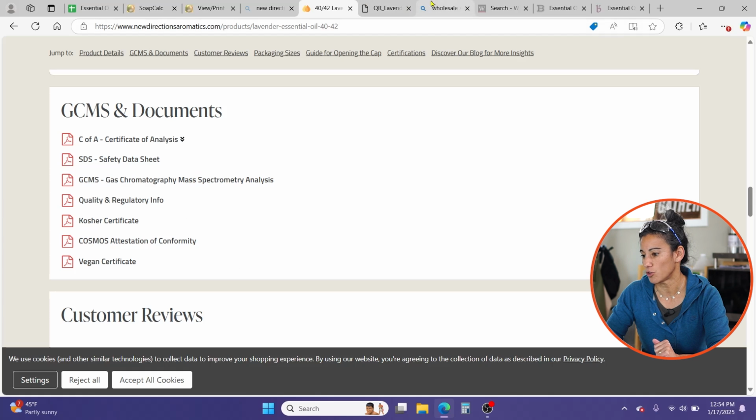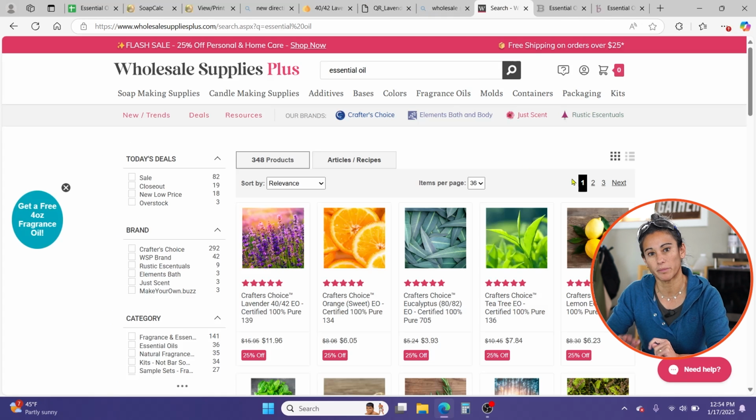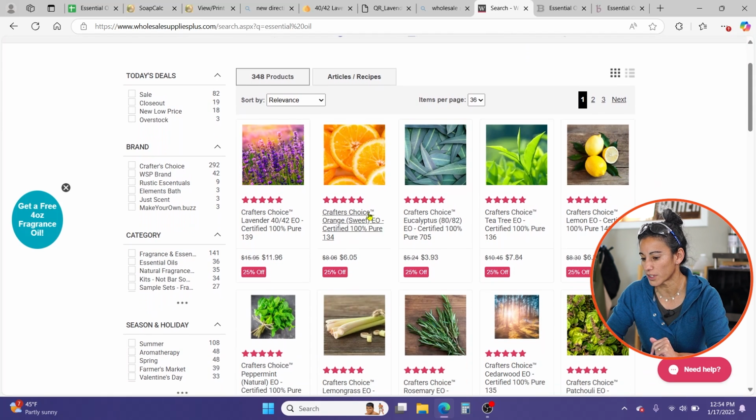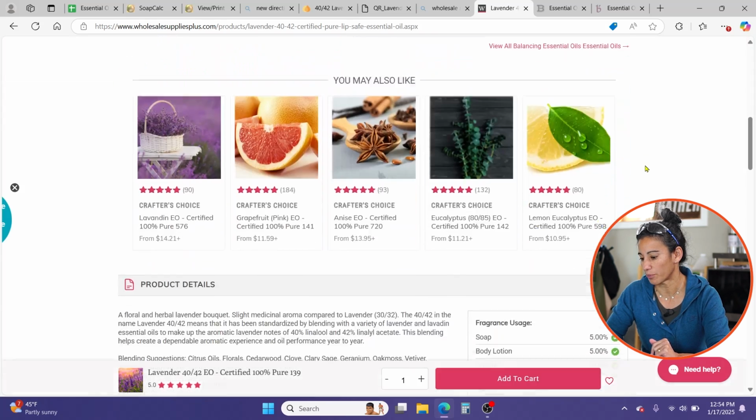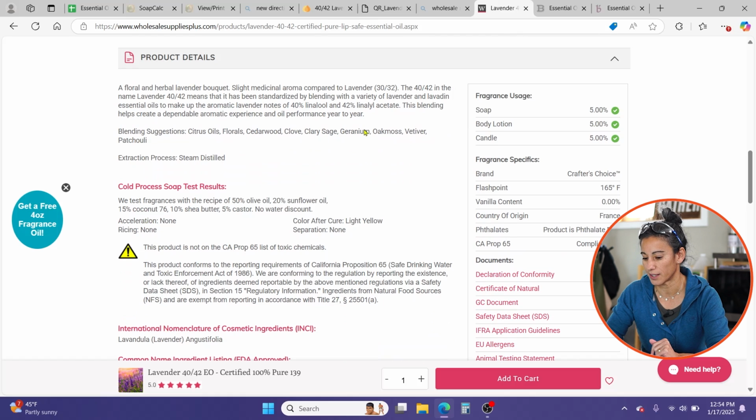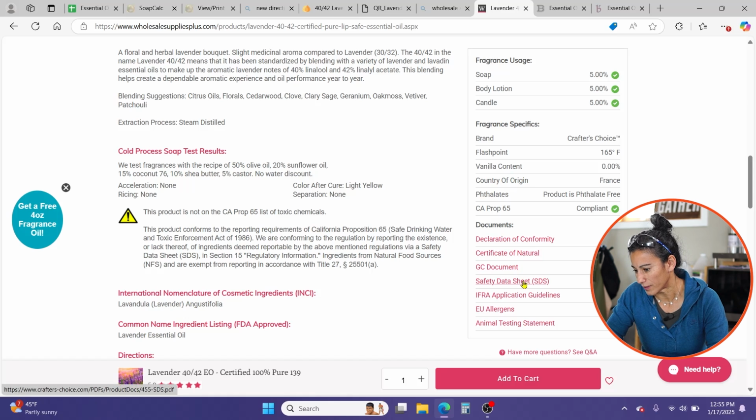And let's say you bought it from Wholesale Supplies Plus. I've pulled up some websites here to see what kind of information they have available. So Wholesale Supplies Plus, if you click on their Lavender 4042, it pulls up a page and they actually make it pretty easy because they have product details down here and they include their usage rate. It says 5% here for soap. It also says 5% for lotion and 5% for candles. Now, they also have, let's see, down here they have the IFRA application guidelines. So let's see what's in there.